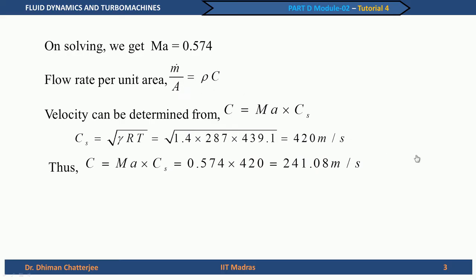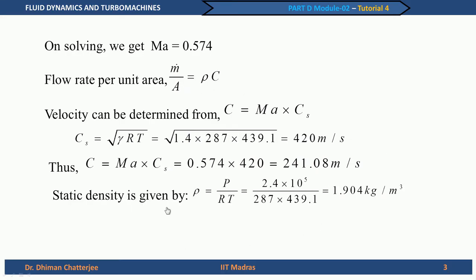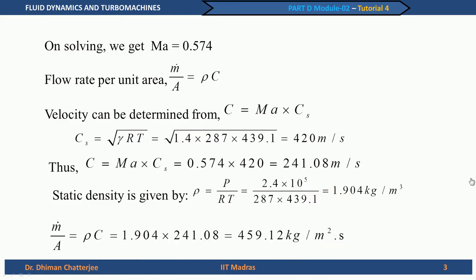So, our next target will be to find out rho, and then we can find out the mass flow rate per unit area. We can say that the static density is given by rho equals P by RT, and we get it as 1.904 kg per cubic meter when we substitute the value of P, which is 2.4 bar, and temperature which we have obtained as 439.1 Kelvin. So, now if we substitute this value of rho and the value of c we have obtained just now, 241.08, we get that the mass flux or the mass flow rate per unit area is equal to 459.12 kg per meter square second.